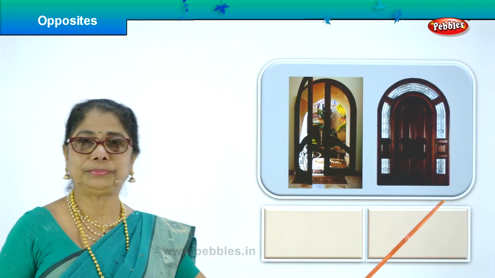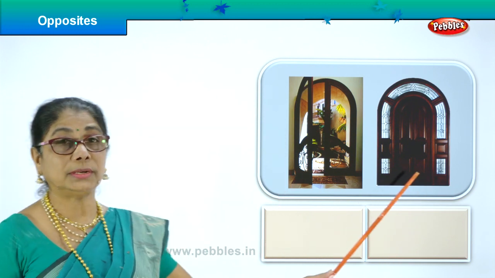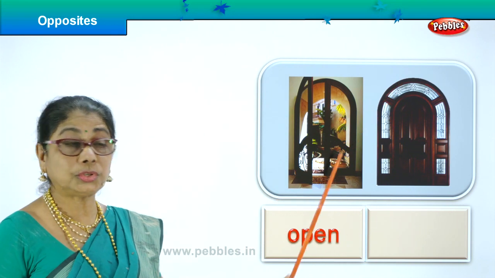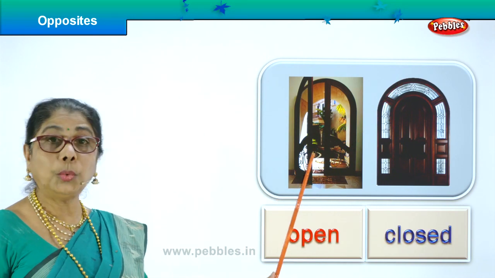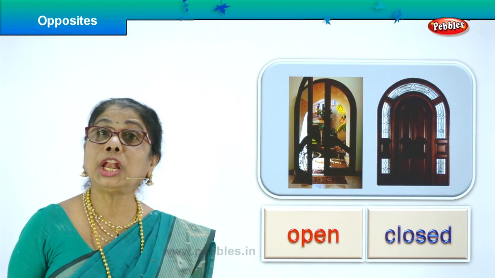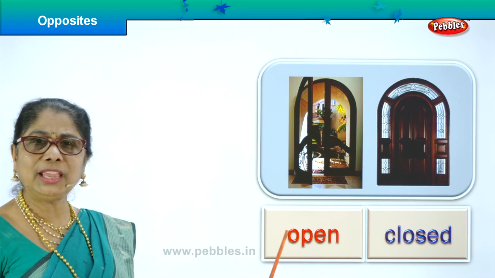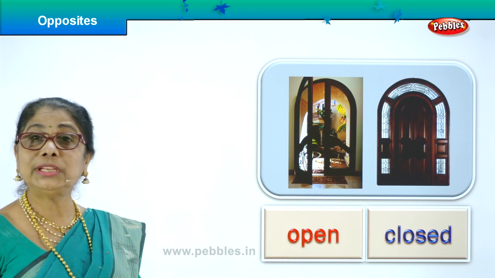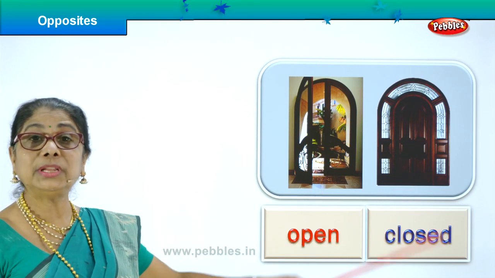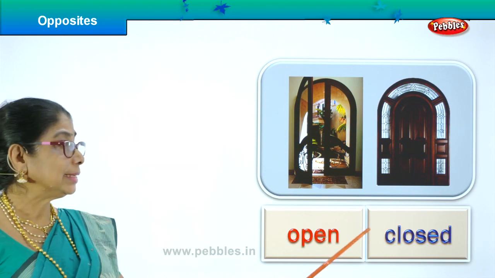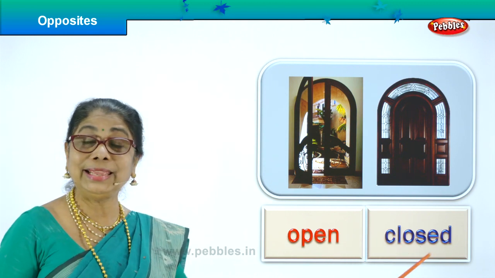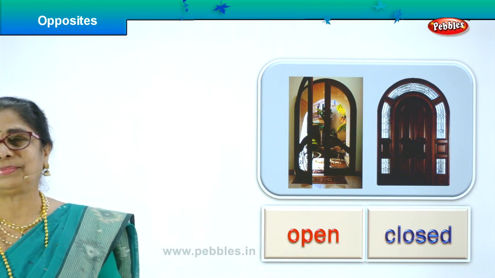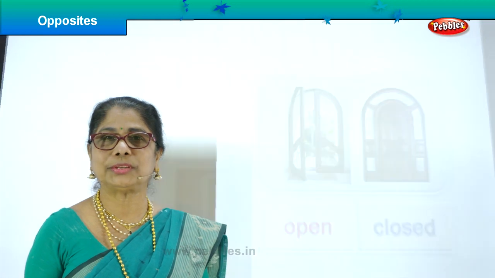Look what you have. Here you have two doors here. One is open and this one is closed. Open. Open, opposite, closed. Open spelling, O-P-E-N, open. This door is open. This door is closed. The spell closed, C-L-O-S-E-D, closed. Open, closed. Good. Let's look at another set of pictures.